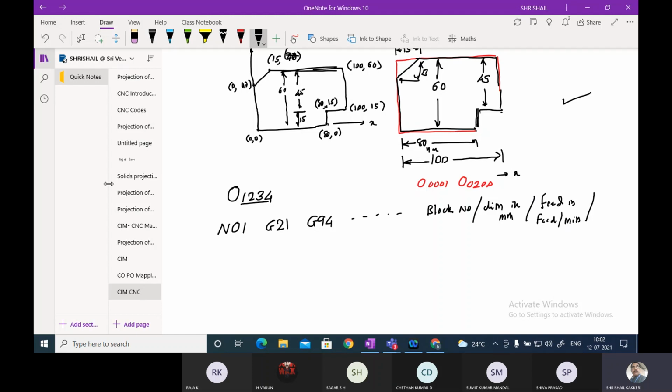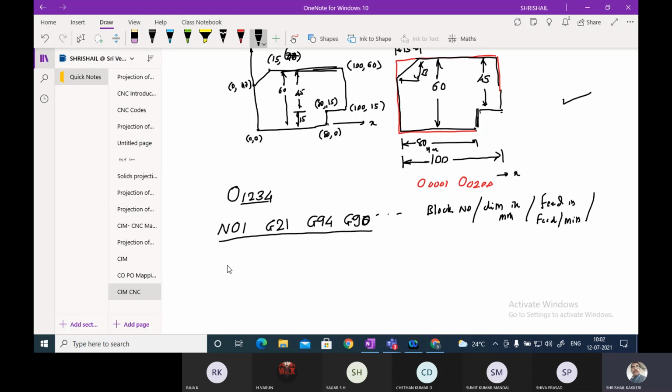And along with that, whether you are using absolute or incremental. So here I will be using absolute, G90. The first statement should always have some block number, dimensions in mm, feed per minute and absolute dimension. For all the programs we will be starting with this.